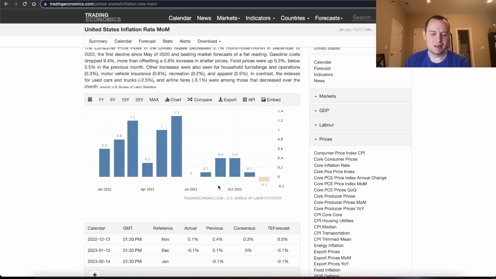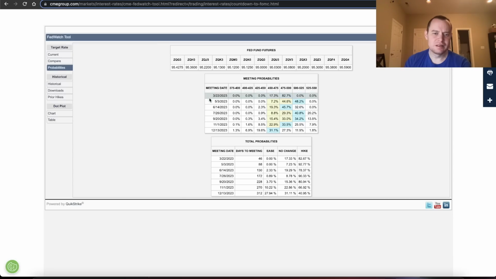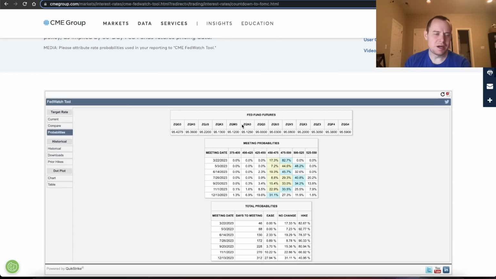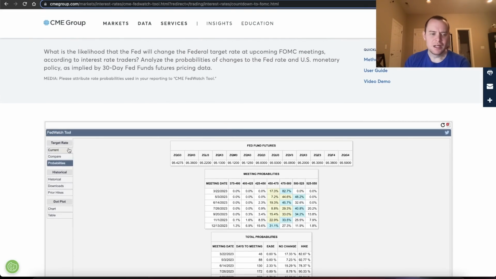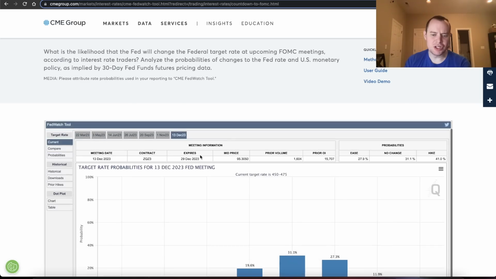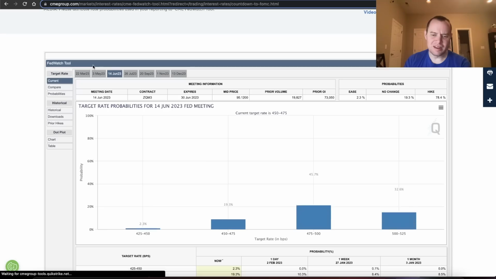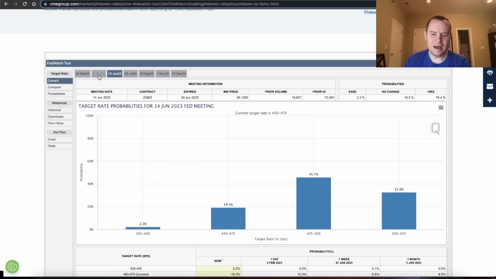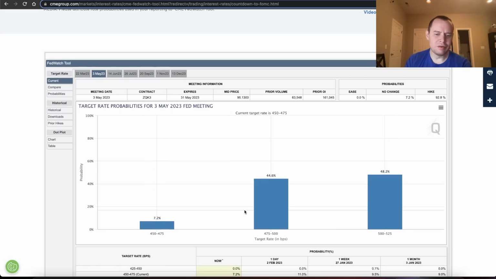But if that does come in hot, then I imagine you would see the Fed funds rate probably price in a higher terminal rate, meaning the market would become a bit more sure that it's going to hit 5.25. Right now it's kind of all over the place, moving back and forth. 48% chance of 5.25 by May. But by the time you're watching this video, this number could be a lot lower or a lot higher.